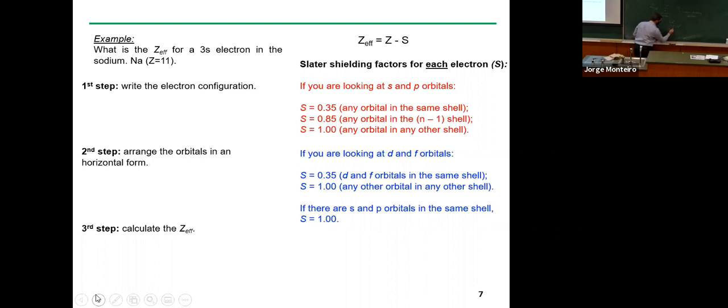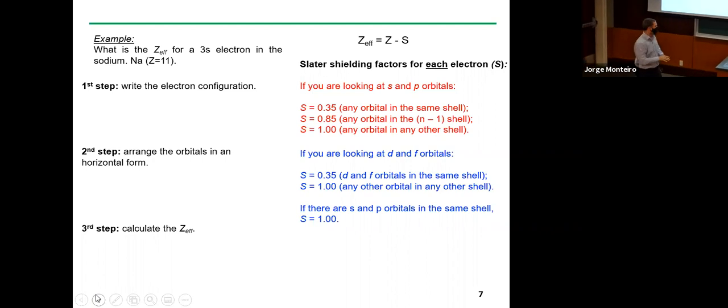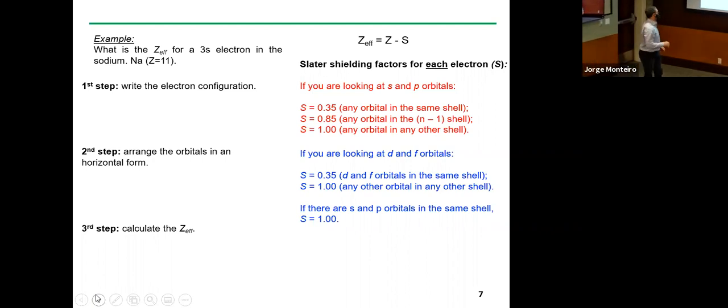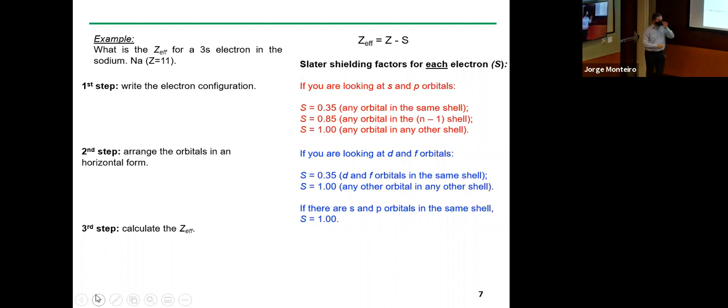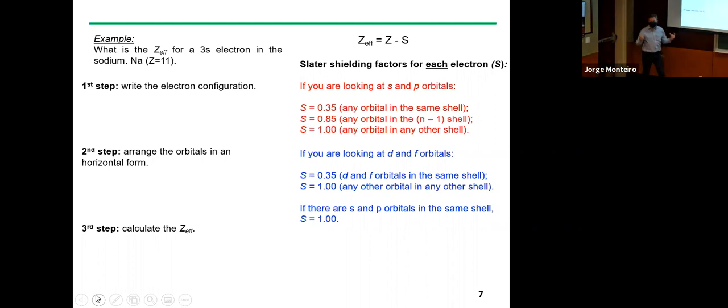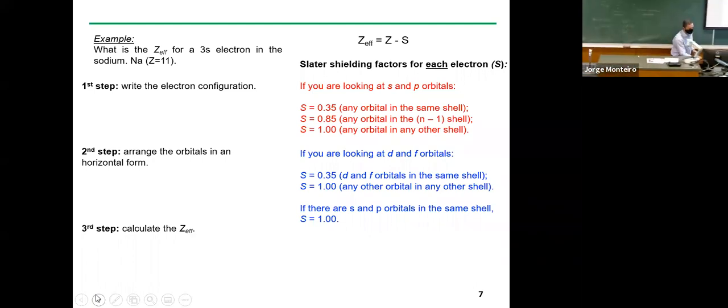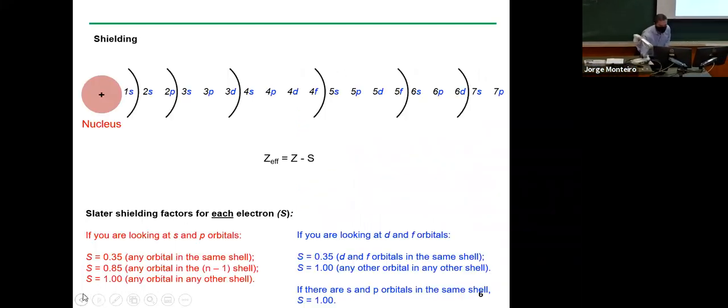And we are going to look at the very last orbital. So that's the very first step where everything starts. The second step is to arrange the orbitals in a horizontal form. When I say horizontal form, I'm talking about something like that, okay?